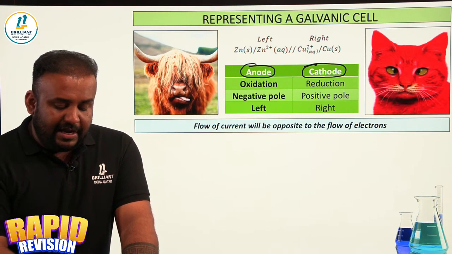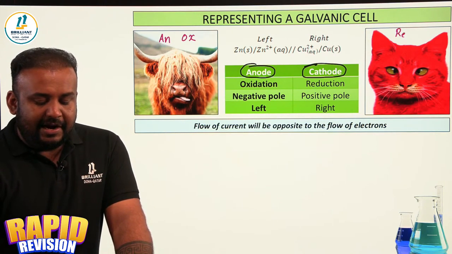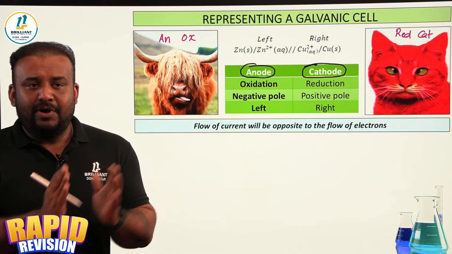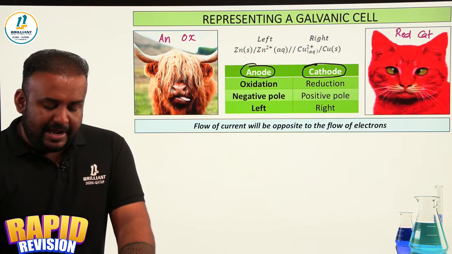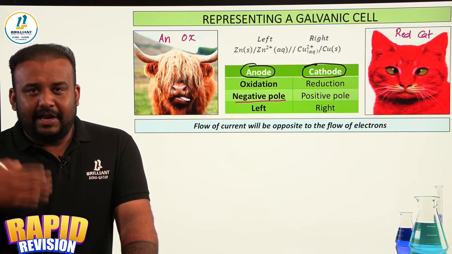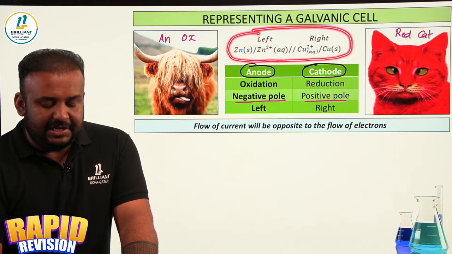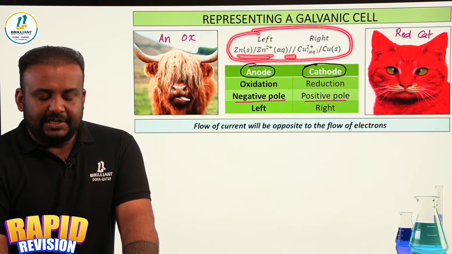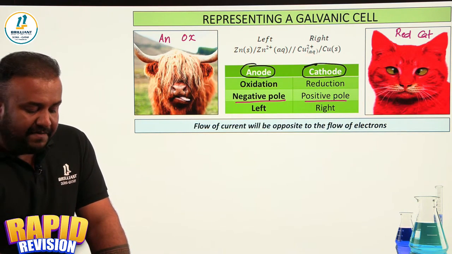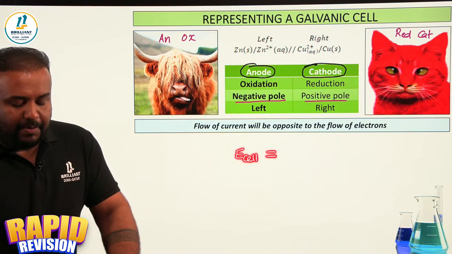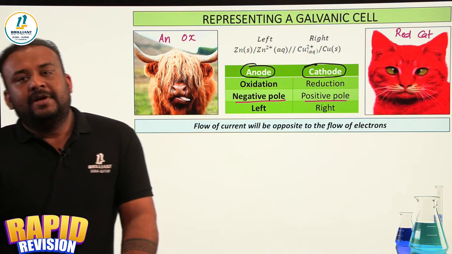So never ever forget, even in the exam hall. If you forget that, just remember you have seen an ox on the left and a red cat on the right. Anode, oxidation; cathode, reduction. On the right, cathode; on the left, anode. And anode is the negative pole, because that's where electrons accumulate, and cathode is the positive pole. In the standard representation, the anode half is written, then the salt bridge, then the cathode half. Just remember that. And we can find the E cell, or the cell potential, as E0 cathode minus E0 anode. Is it clear to everyone?